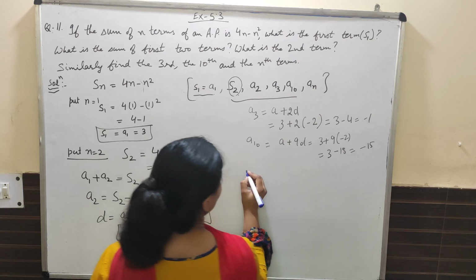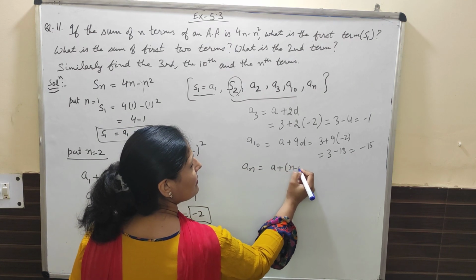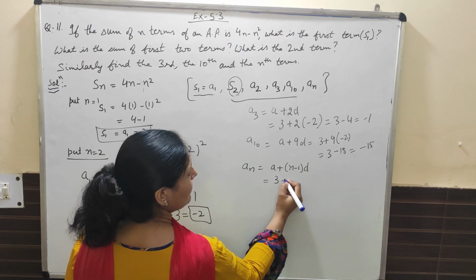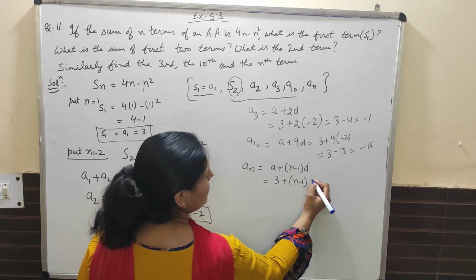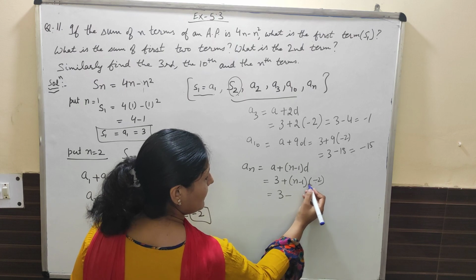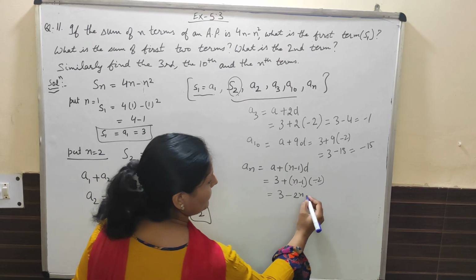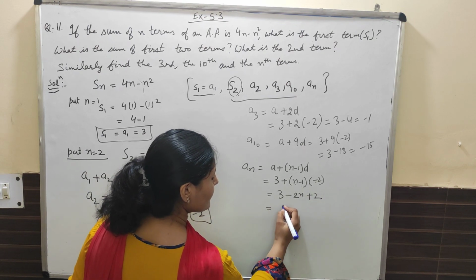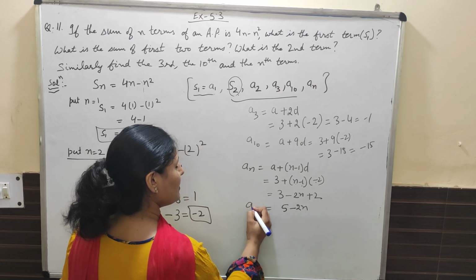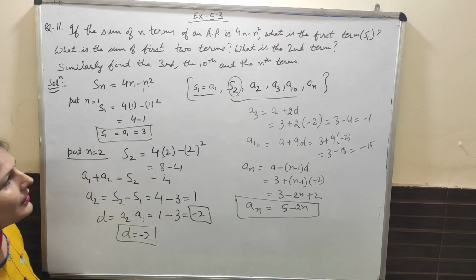Now we have to calculate the general term. An means A plus n minus 1 into D. What is the value of A? 3. And the value of D is minus 2. Solve it. Minus 2 into n, minus 2n. Minus 2 into minus 1, plus 2. Then we will get 5 minus 2n. So An is 5 minus 2n.